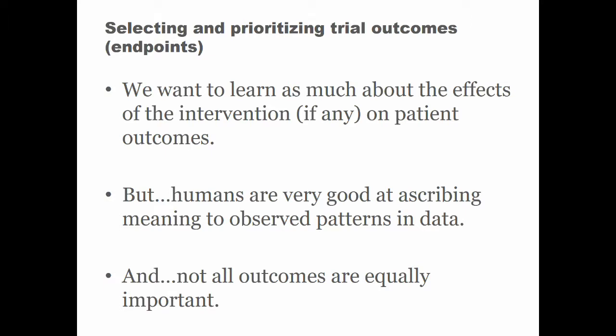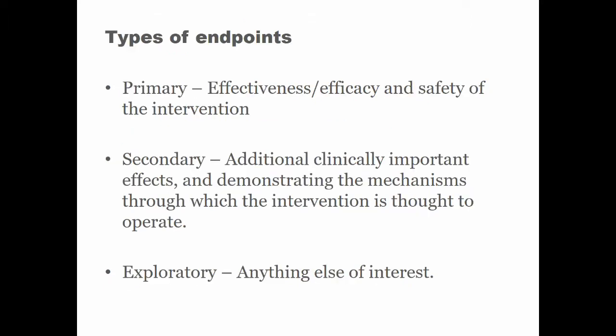The final thing is that not all outcomes are equally important, either from the clinical perspective or from the patient perspective. Sometimes those things are the same and sometimes they're not. So we have to think about outcomes in a relative way. So the first step to start balancing these issues is that in a clinical trial, we generally define different types of endpoints, and we'll touch back on this over and over again throughout the lecture.